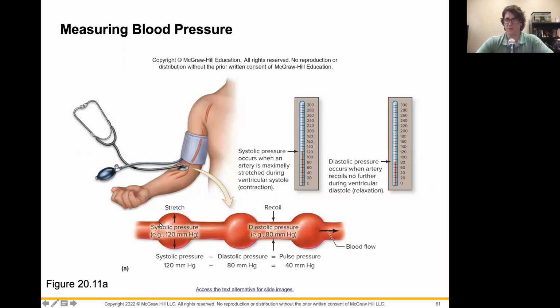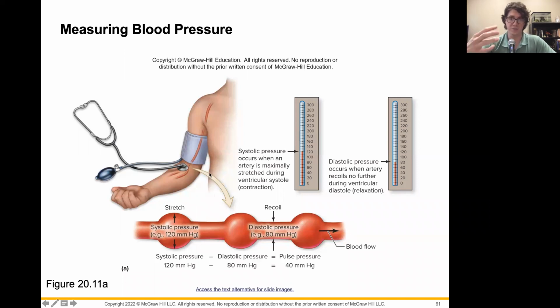Now, a typical person, or the average healthy reading we're looking for, is around 120 millimeters mercury for systolic and around 80 for diastolic, which means we have a difference of 40. That difference of 40, the difference between our stretch and our recoil, is what we're going to call our pulse pressure. This is going to be very important for measuring overall flow through the system, and we're going to be using that pulse pressure to do some calculations later on.